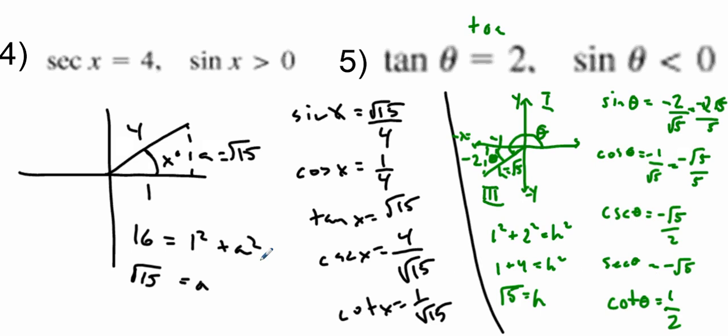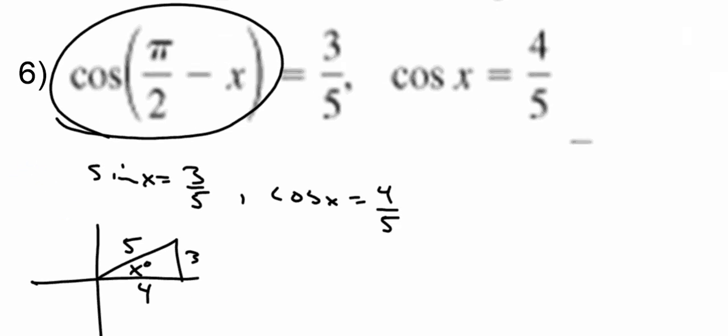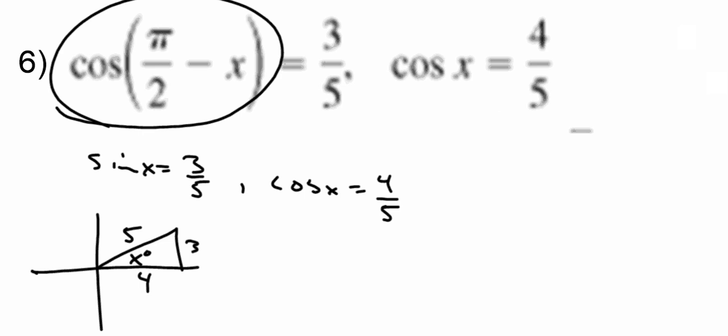All right, let's see if I have any other ones. Here's another oldie but a goodie. This is a good one, if you want to walk through it. What we have here is cosine of pi over 2 minus x equals 3/5, and cosine of x equals 4/5. Now, this is one where we're going to use a trig identity.